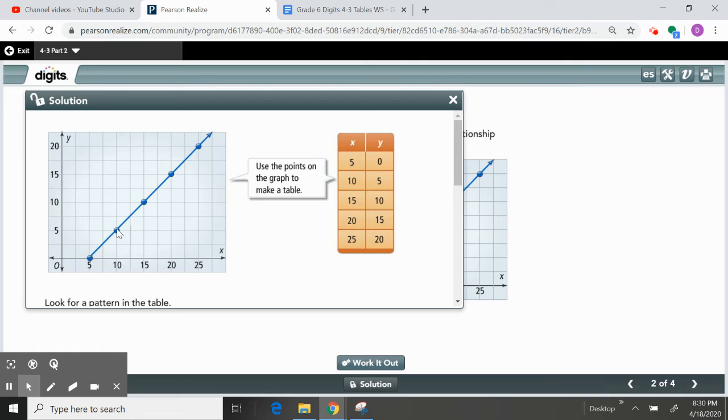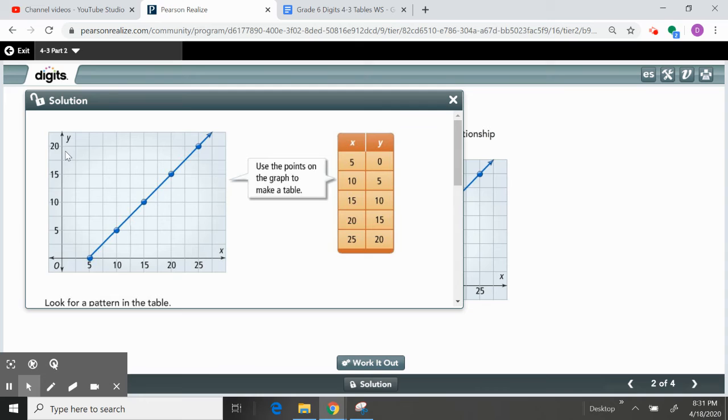This next point here is point 10, 5, because if I go over 10, I go up to 5. So 10, 5. My next point, 15, 10, I go over 15, I go up 10. There I go, that's that point. The next point, 20, 15, over 20, up to 15. There I go. So 20, 15. And last point, 25, 20. I go over to 25. I go up to 20.